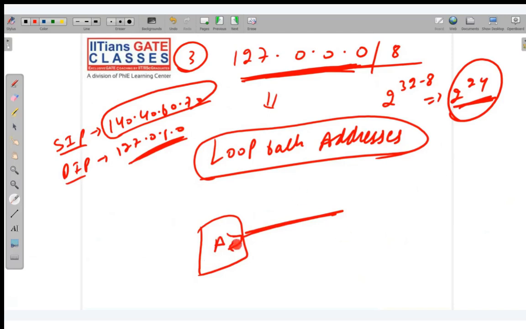That's why we have used these loopback addresses. The basic idea is, whenever the destination IP address is 127.x.y.z, where x, y and z can be any value from 0 to 255, the packet will never leave the machine. That is the important point. It will never go out of the machine. That is the basic meaning.